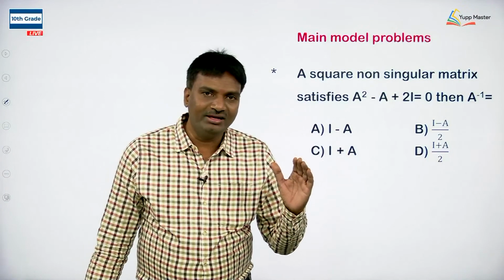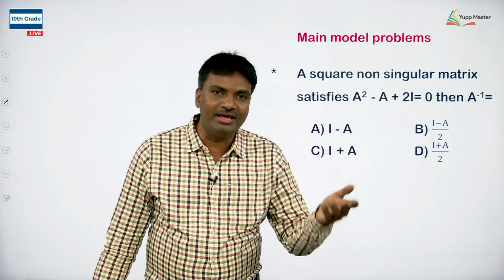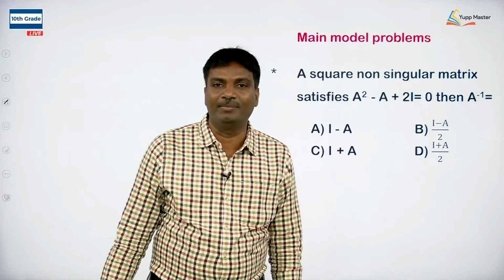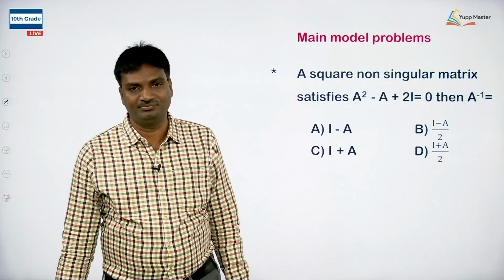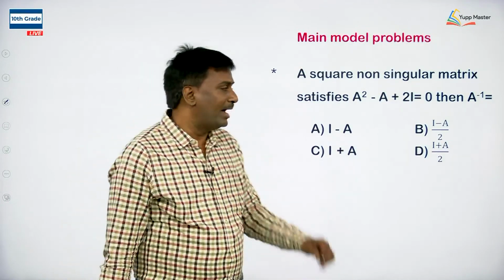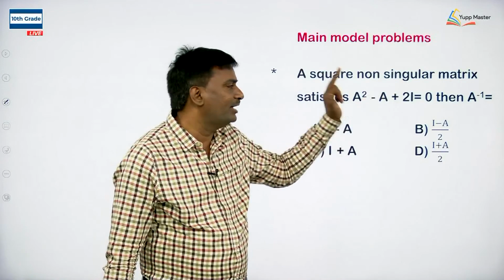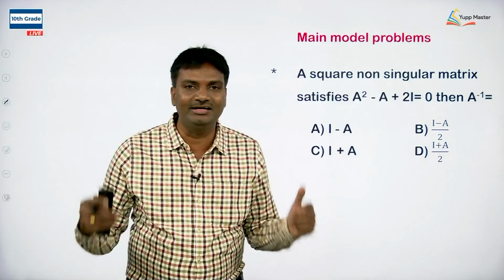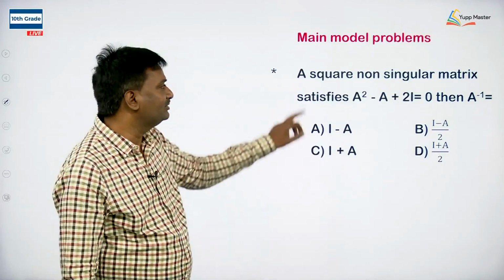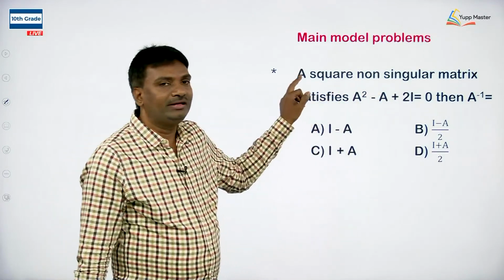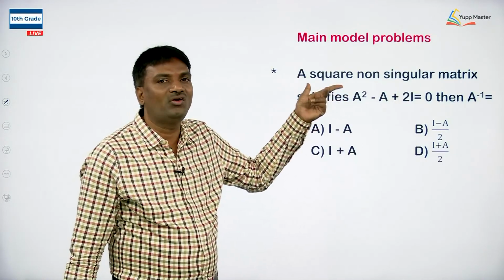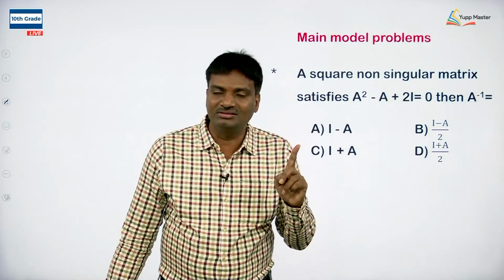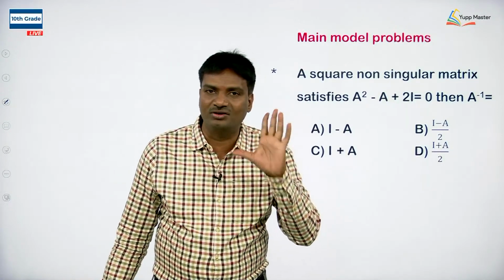Actually when a matrix is given, to find A inverse the formula is 1 by det A into adjoint A. But here the matrix is not given. The matrix equation is given: A square minus A plus 2I equal to O, then A inverse equal to, where I is the identity matrix. A is given as a square non-singular matrix, according to the definition that det A not equal to 0. Remember children, to find the inverse of a matrix, A must be a non-singular matrix.